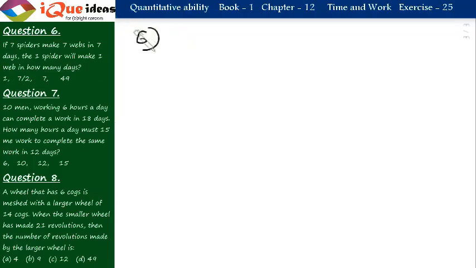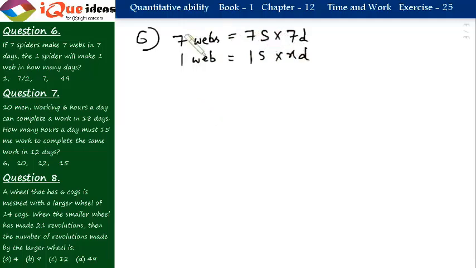Now comes the most tricky question, sixth question. It says 7 spiders make 7 webs. So the work is 7 webs equal to 7 spiders into 7 days. Alright. Now the one spider will make 1 web in how many days? Right. So 1 web is equal to 1 spider into X days.